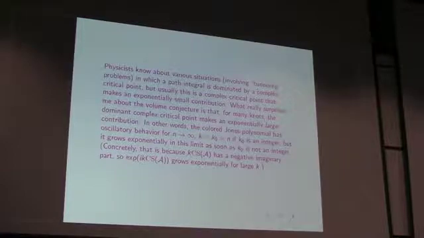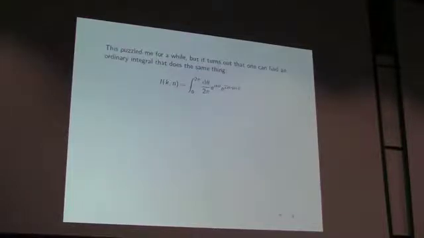And concretely that happens because k times Chern-Simons has a negative imaginary part. So the integrand, which is the exponential of ik times Chern-Simons, grows exponentially for large k. So I knew very well that ordinarily in physics, when you see a complex critical point, its contribution is exponentially small. And it really bothered me that in this problem there were exponentially big contributions. So it puzzled me for quite a while, but it turns out that you can find an ordinary integral that does the same thing.